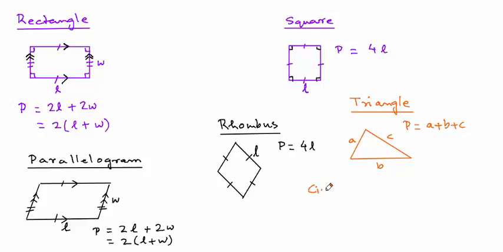A circle, as you know, is a closed shape, but it doesn't have straight sides. A circle is defined by its radius, or the distance of the center of the circle from any point on the circle. Let's call the radius R. The perimeter of a circle has got a special name. It's also called the circumference of the circle.